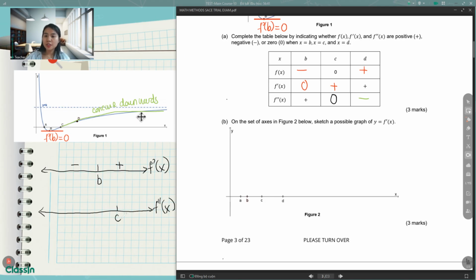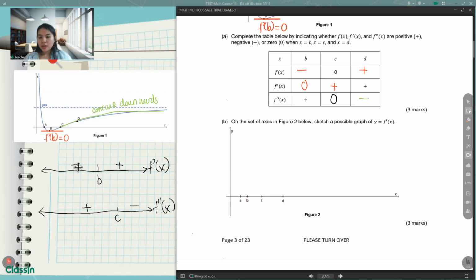To determine the sign of the second derivative, you take a look at the shape. When x is less than c, the graph is concave upwards, so it's going to be positive here. And when x is more than c, the graph is concave downwards, so it's going to be negative. Now we're going to use the information of the first and second derivative sign diagrams to sketch the graph of the first derivative. The first derivative sign diagram will let us know which part of the f dash x graph will be below or above the x-axis.